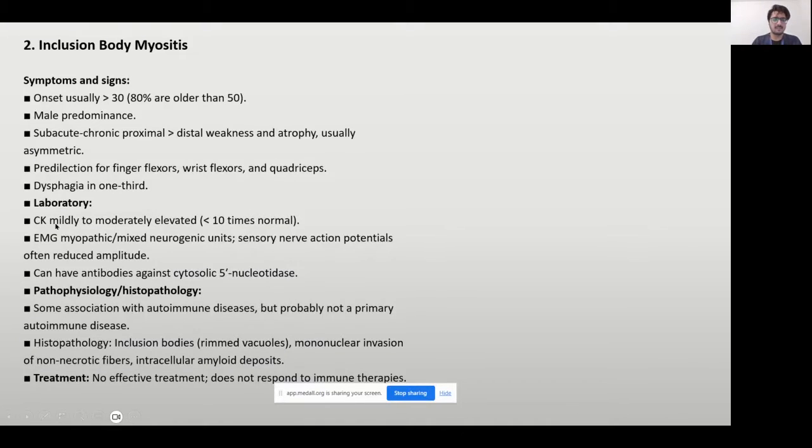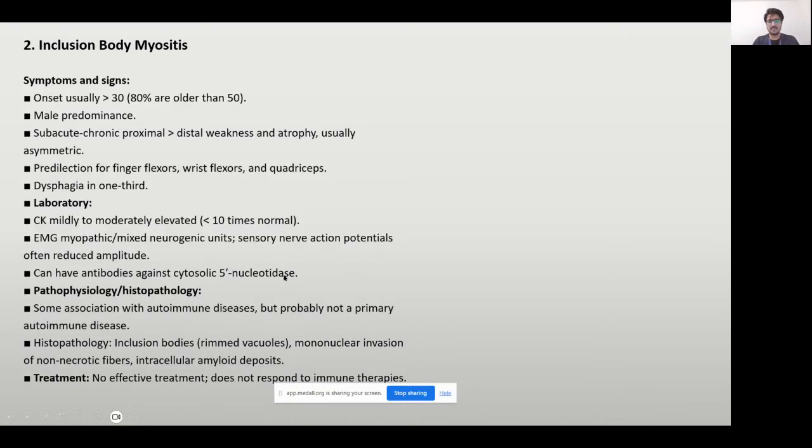Now you can see here that CK is not very specific. It could be sensitive, but it's not very specific in the muscle disorders, because in most of them it's mild to moderately raised. So CK is mildly to moderately elevated, and the EMG will show myopathic units, with sensory nerve action potentials often reduced in amplitude. You can have antibodies against cytosolic 5 nucleotidase.